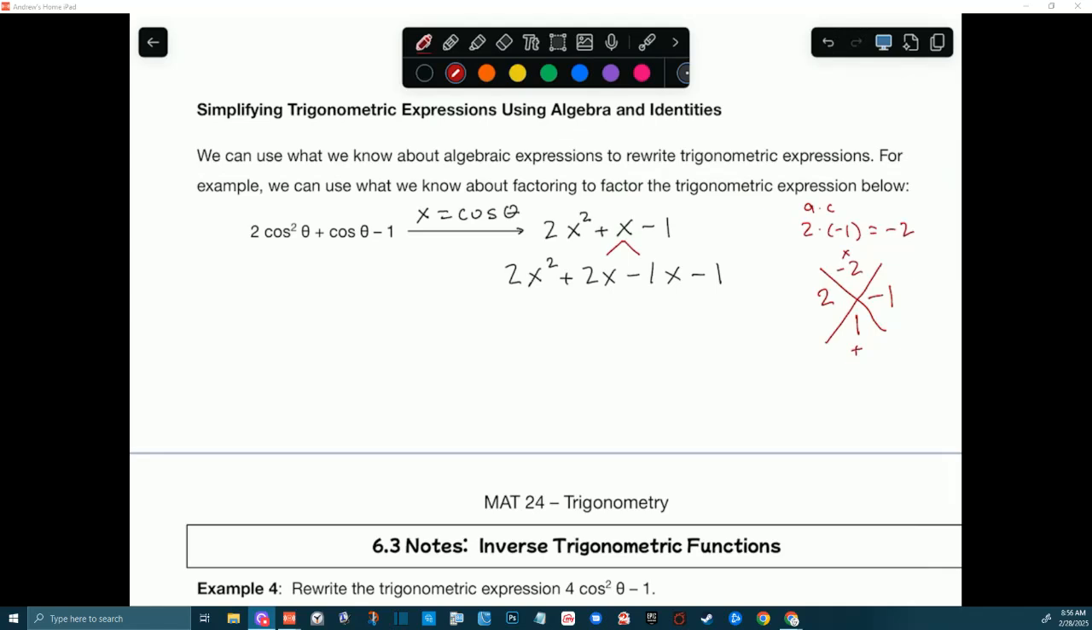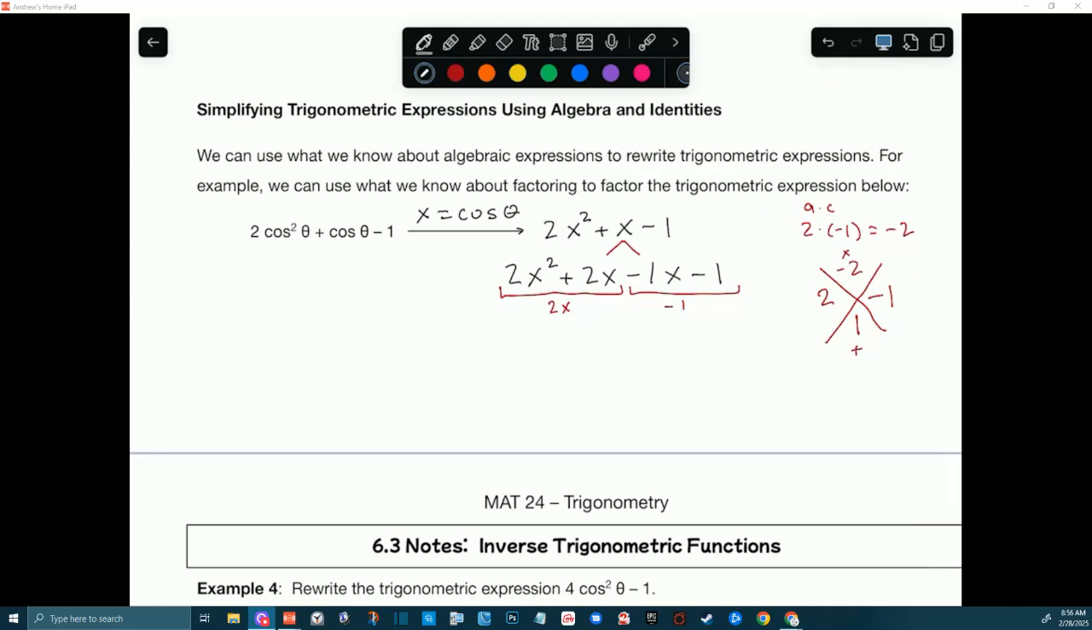Next comes the factor by grouping part. I'm going to group the first 2 together. I'm going to group the second terms together, and I'm going to look for what they have in common. In the first pairing, they're both divisible by 2x. In the second pairing, they're both divisible by -1. I'm going to factor that out in front.